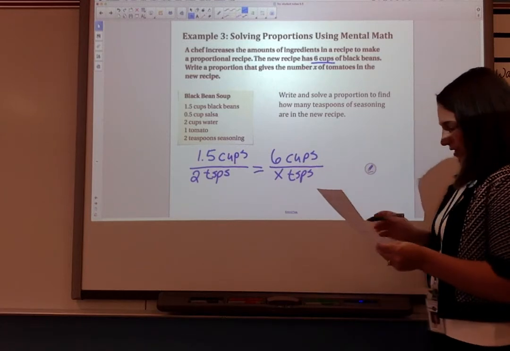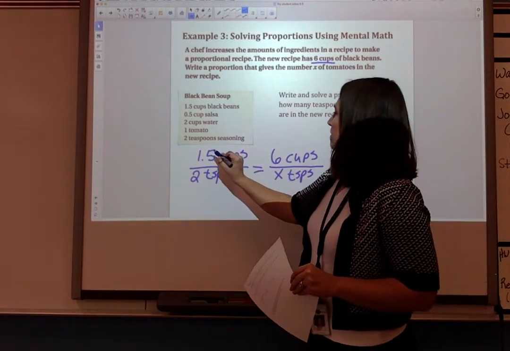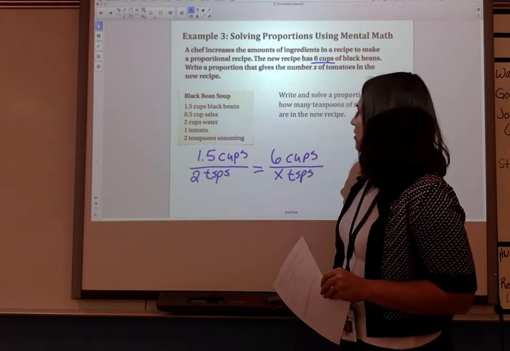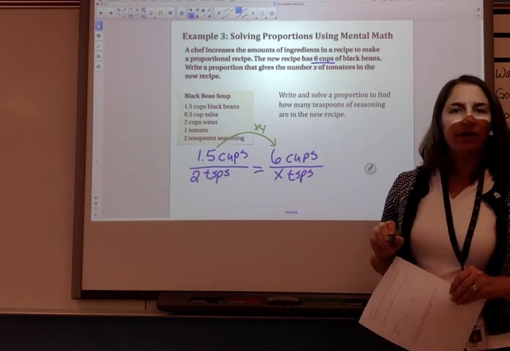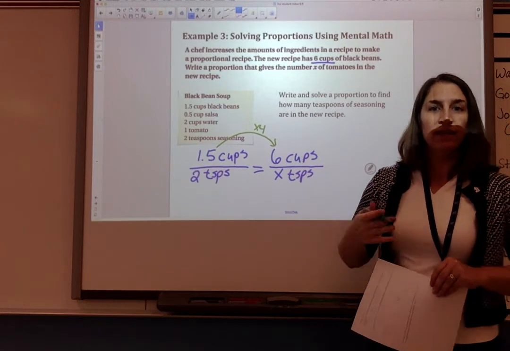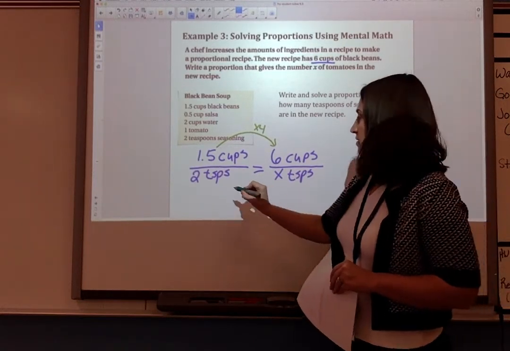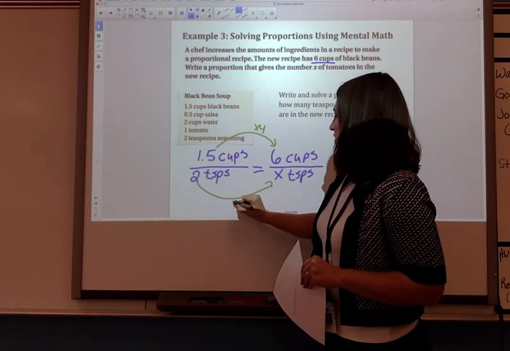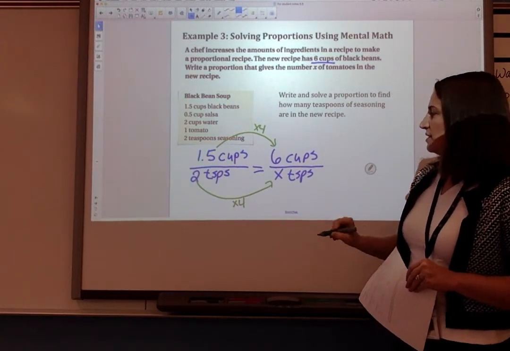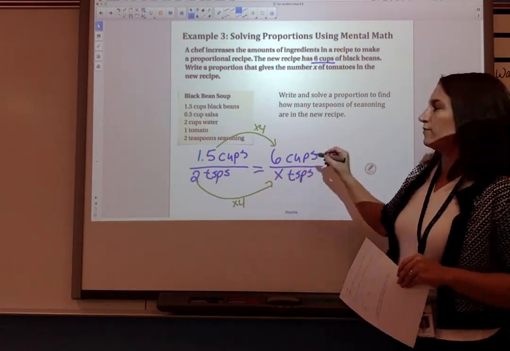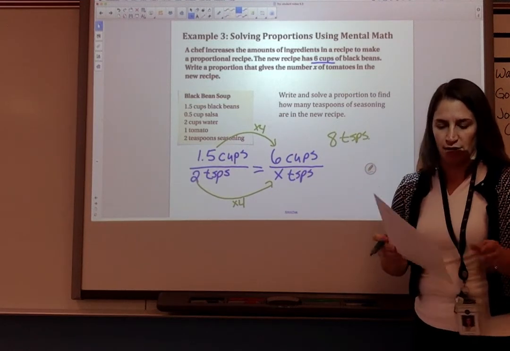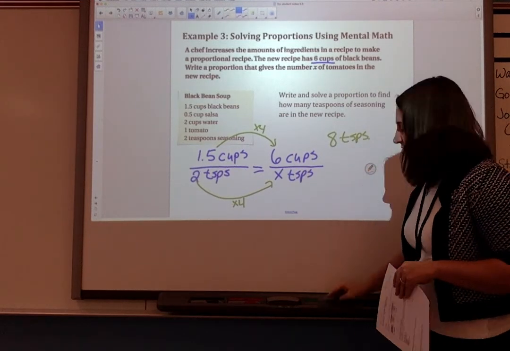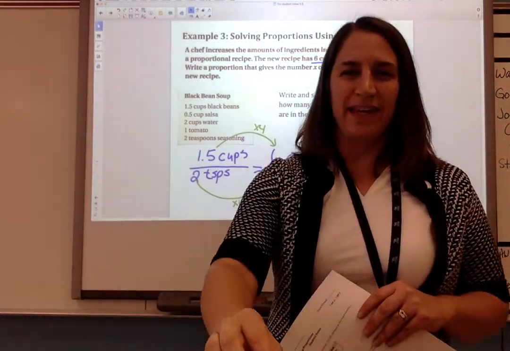So to solve this, we're going to use a different color here. 1.5 times 4 is 6. So we're basically quadrupling our recipe. So that means we need to do the same thing for our seasoning. So we need 2 times 4 or 8 teaspoons of seasoning in our new recipe. Okay, that's it. Go ahead and try a few on your own, and I will see you soon.